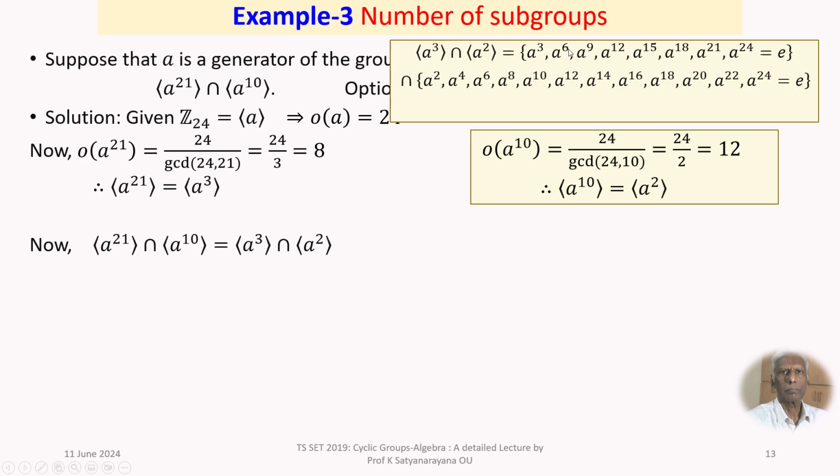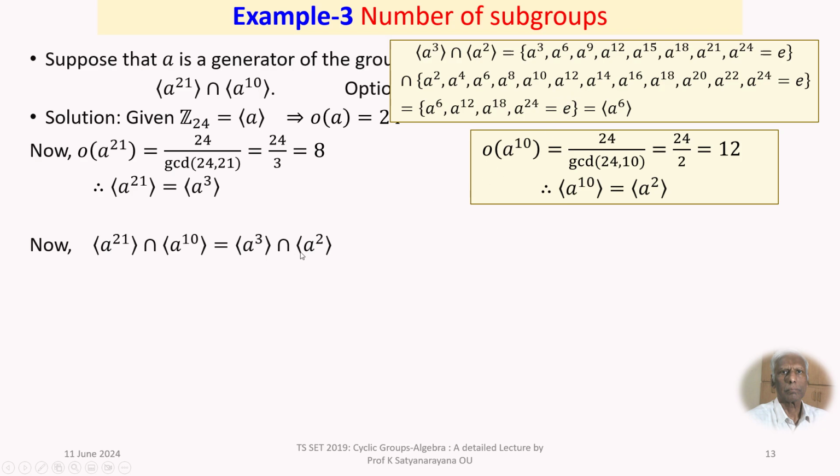What is common in this? A6 is common, A12 is common, A18 is common, A24, that is called identity, is common. So the intersection is consisting of elements A6, A12, A18, A power 24 is equal to identity. It is the cyclic subgroup generated by A power 6 and it is of order 4. So that is what you can do, without using any formula.